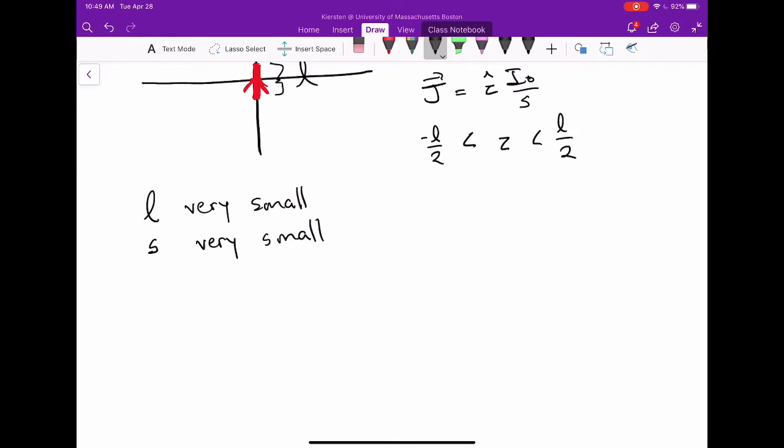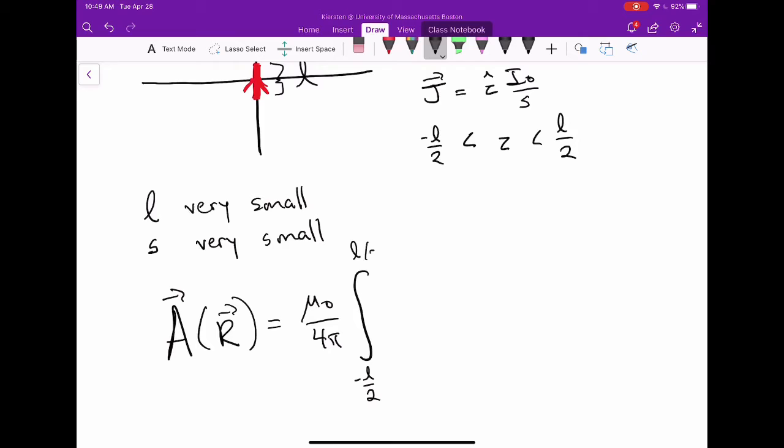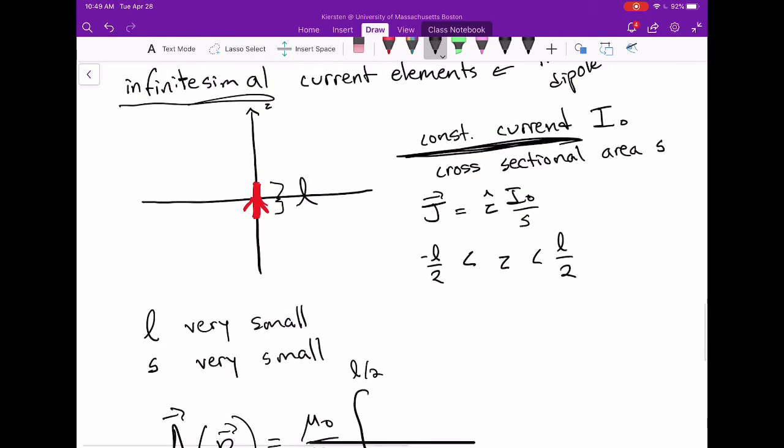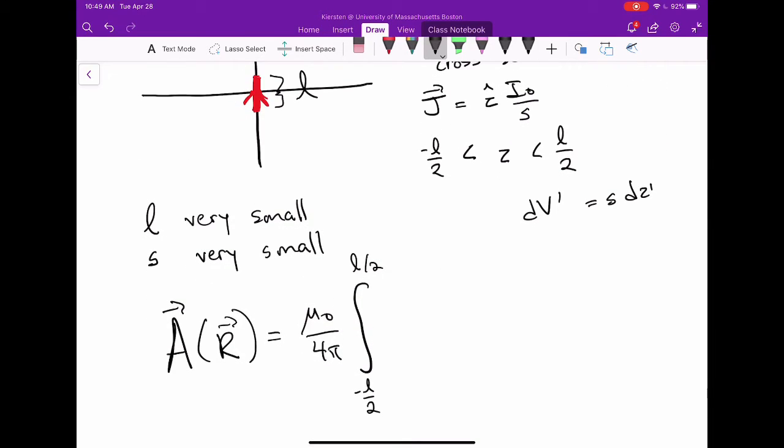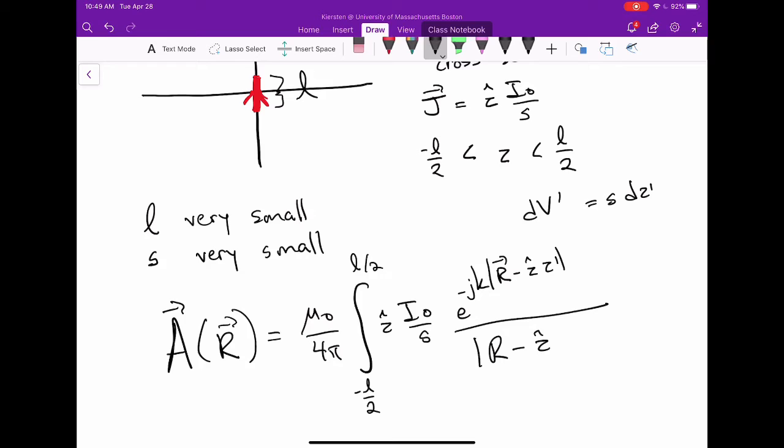If we set up our radiation integral under those constraints, we get mu naught over 4 pi, just like we normally would. We get the integral from minus L over 2 to L over 2. Now, since our current is constant over the cross-sectional area, dV prime just has to be S dz prime. Then we've got z hat I naught over S, e to the minus jk magnitude of r minus z hat z prime, over magnitude of r minus z hat z prime, times S dz prime.